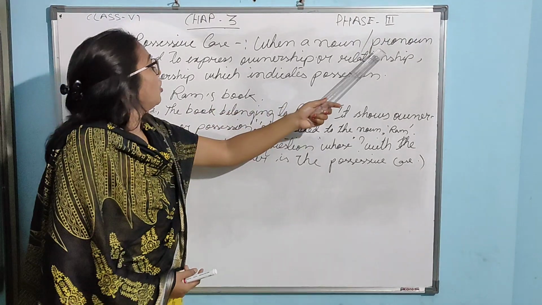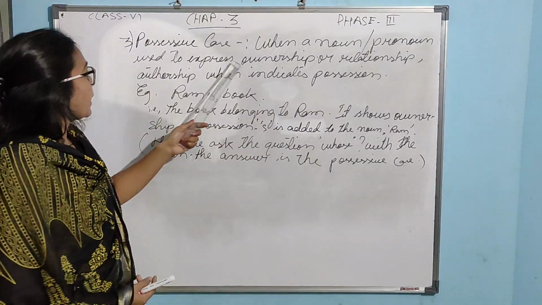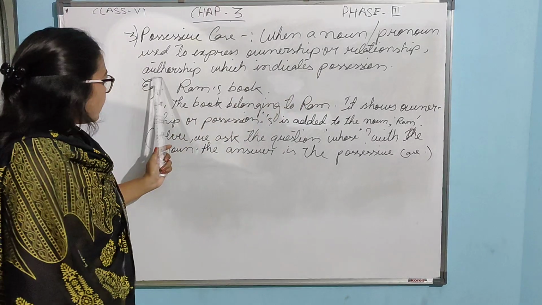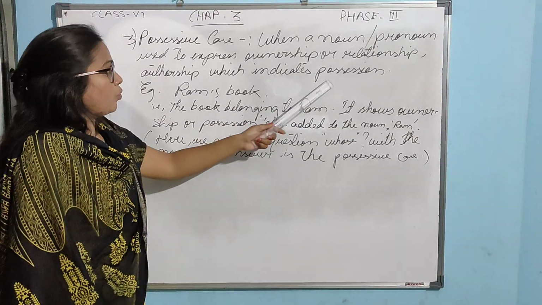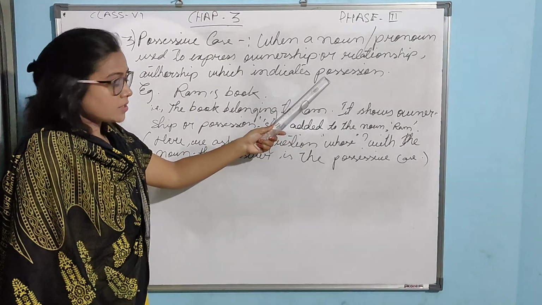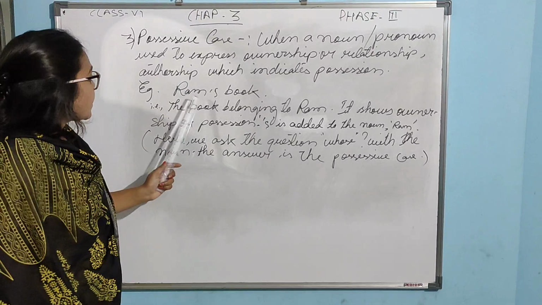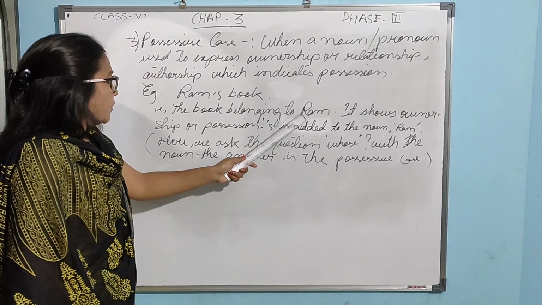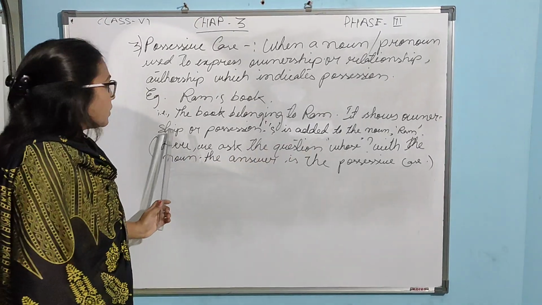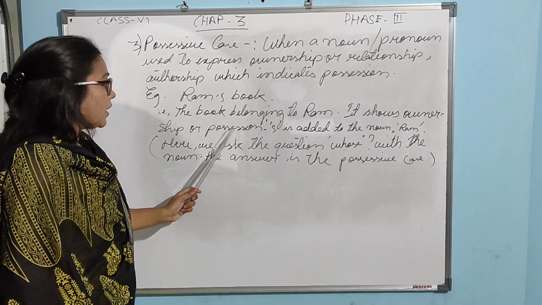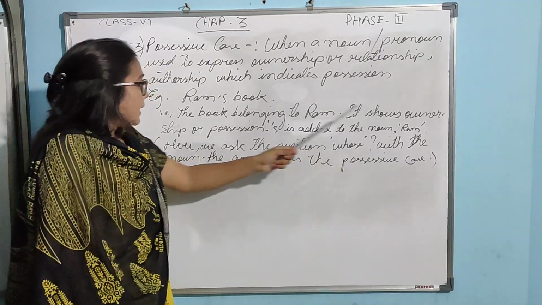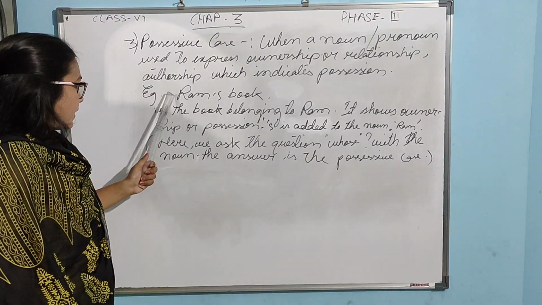When a noun or pronoun is used to express ownership, relationship or authorship, which indicates possession, that is belongingness. Follow the example: Ram's book. The book belonging to Ram. It shows ownership or possession. Here apostrophe S is added to the noun Ram, so it is in the possessive case.